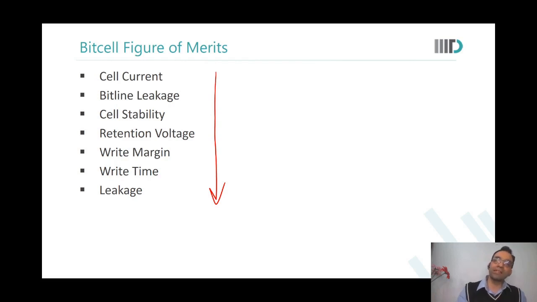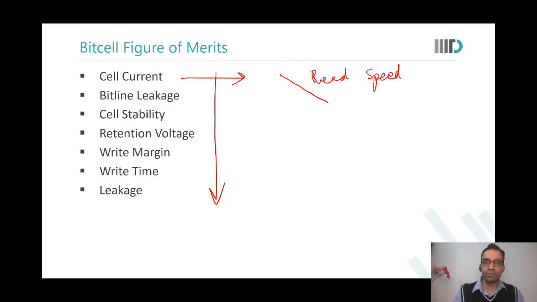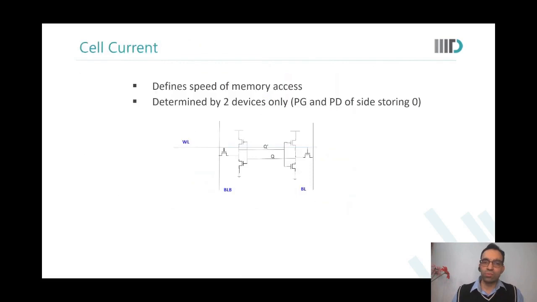For example, cell current. Cell current is a figure of merit that tells how quickly my bit line will discharge during the read operation. So it will control read speed. Bitline leakage is about power and to some extent also about read speed. Cell stability. So what happens? See, let's just quickly go through the figures of merit.